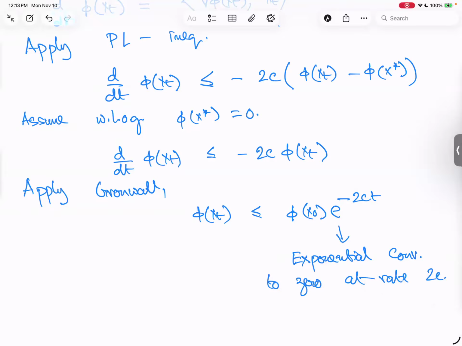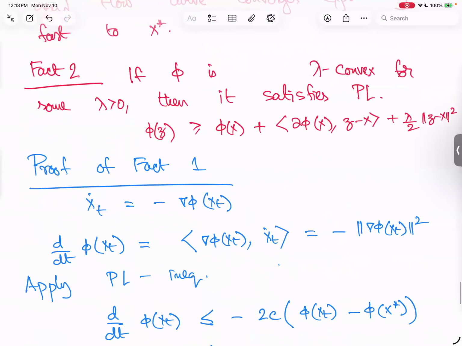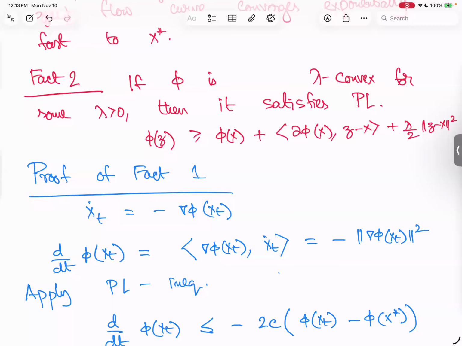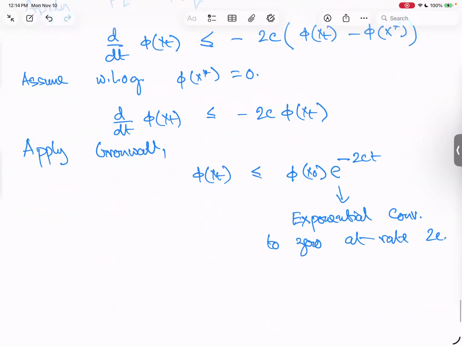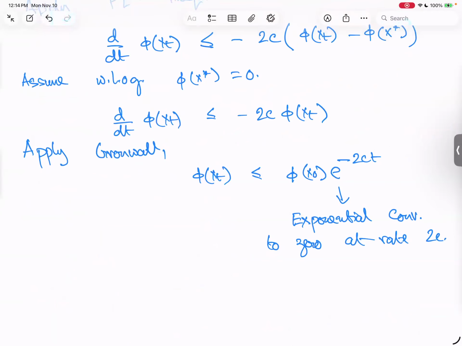What do we do if there is more than one minimizer? The PL inequality assumes there's a unique minimizer. It doesn't work if you have other minimizers, unless you can show that your curve is contained inside a certain region where you don't escape, which has a unique minimizer. Okay. So the PL inequality with a constant c implies exponential convergence at rate twice c.